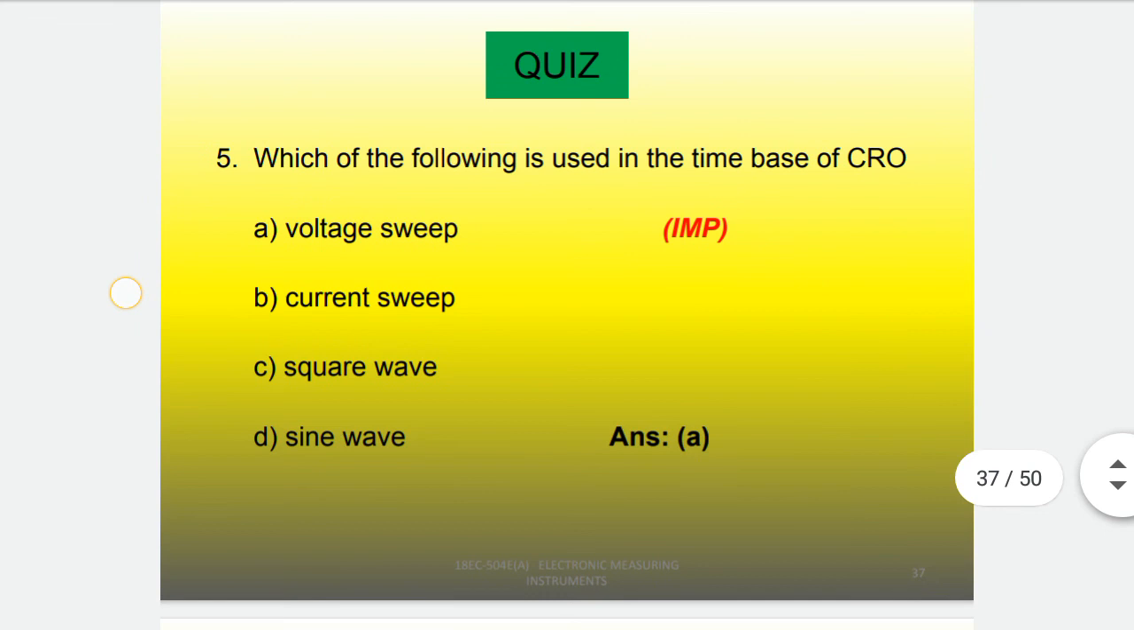Hence the answer is D. The fifth question, which of the following is used in the time base of CRO? The previous question may come like this also. The options are voltage sweep, current sweep, square wave and sine wave. The time base provides a sawtooth waveform, that means a sweep waveform, that is voltage sweep. Hence the answer is A.